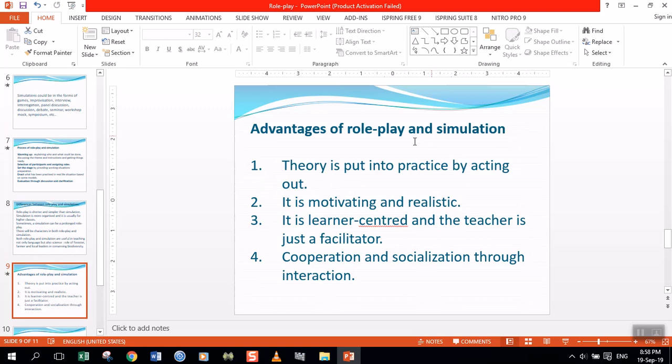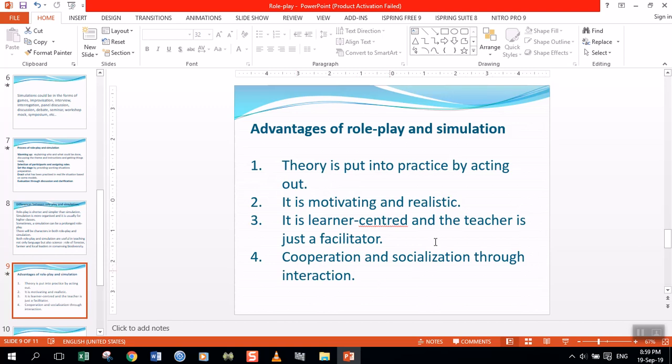Alright, the advantages of role play and simulations. Theory is put into practice by acting out. They know the things and they are able to practice them. It is motivating and realistic because they are able to understand the situation, and the challenges and difficulties those different people are facing, because they put themselves into the situation of somebody. It is learner centered. The teacher is just a facilitator, because students themselves bring things for discussion, learn the concept and bring it in the form of dialogue.